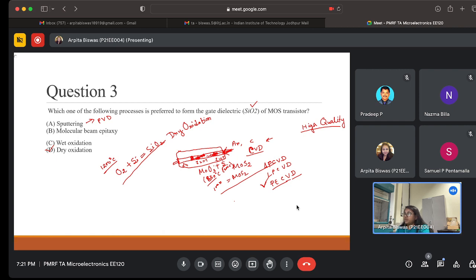So why are we not using wet oxidation or sputtering? Can anyone tell why not the sputtering or the wet oxidation process? Samuel and Pradeep. It's temperature dependent, madam. Temperature.